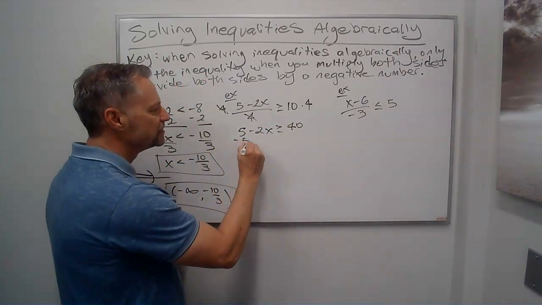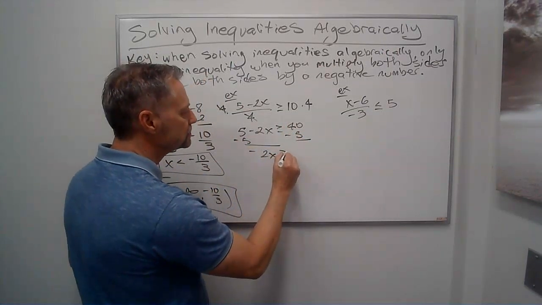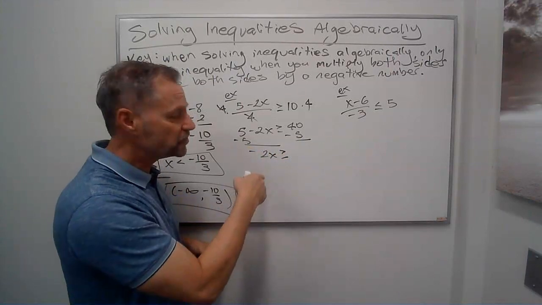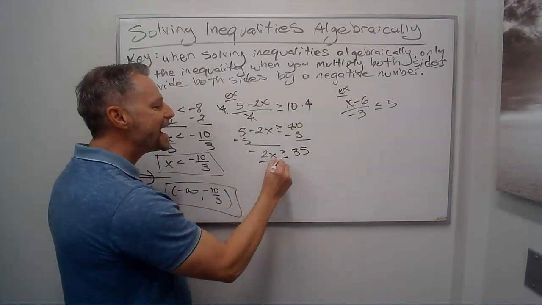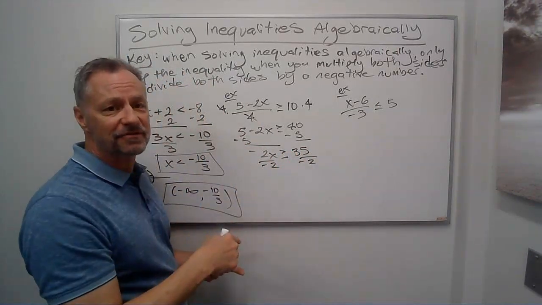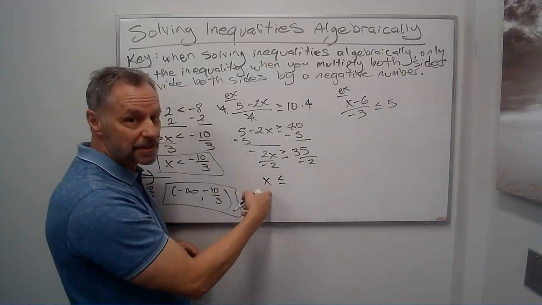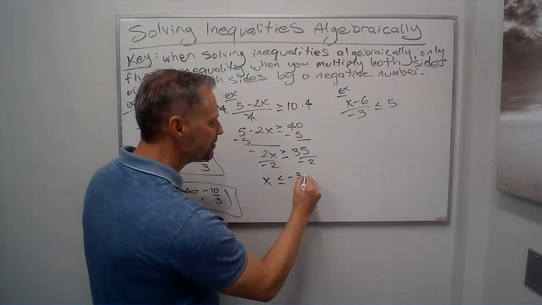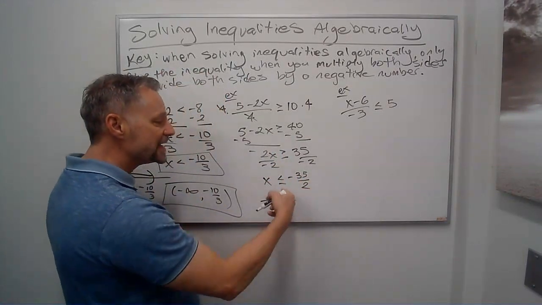Subtract the 5. Negative 2x, greater than or equal to 35. Now when I divide, I'm dividing both sides by a negative. Now I have to flip the inequality. So it's x, instead of greater than or equal to, it's less than or equal to negative 35 halves. Again, if I were to graph that, it's going to the left again.